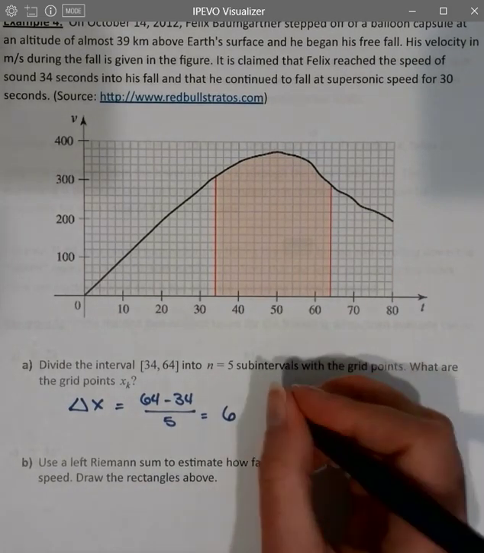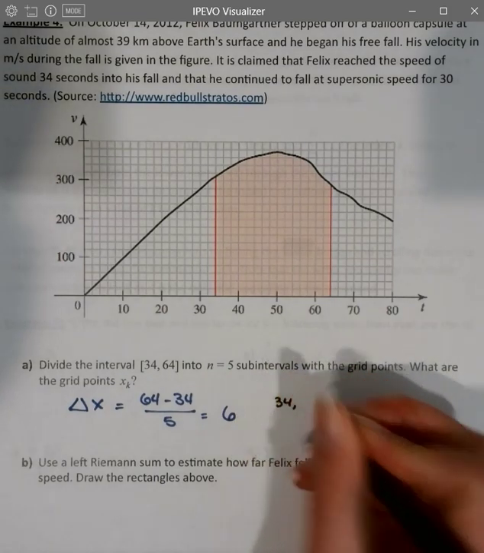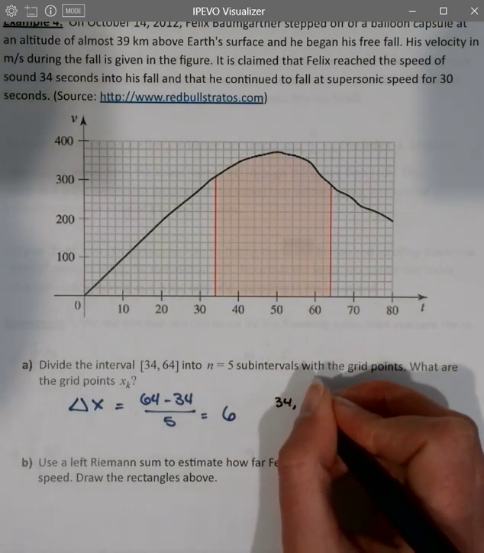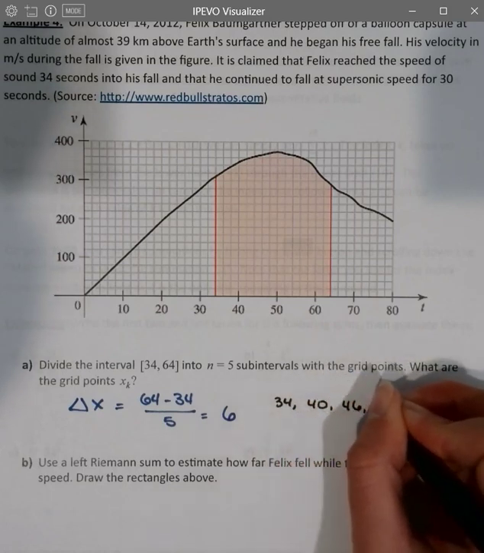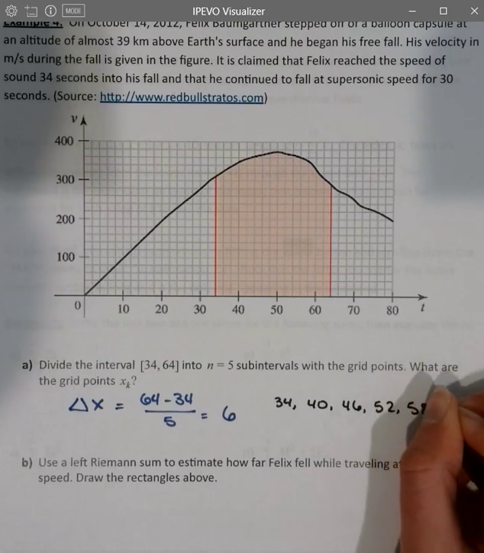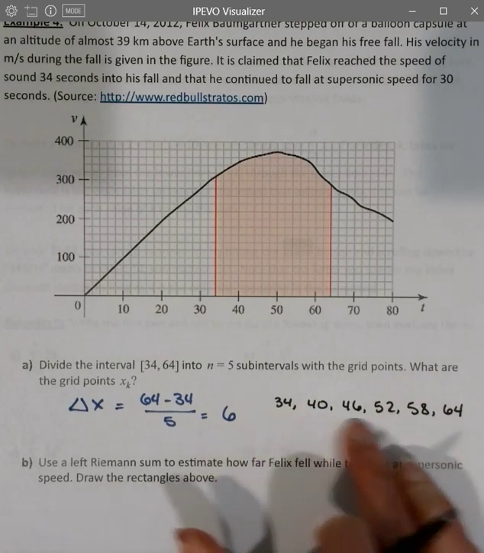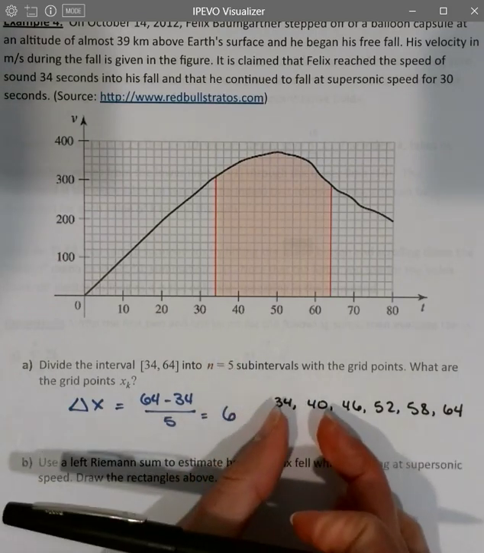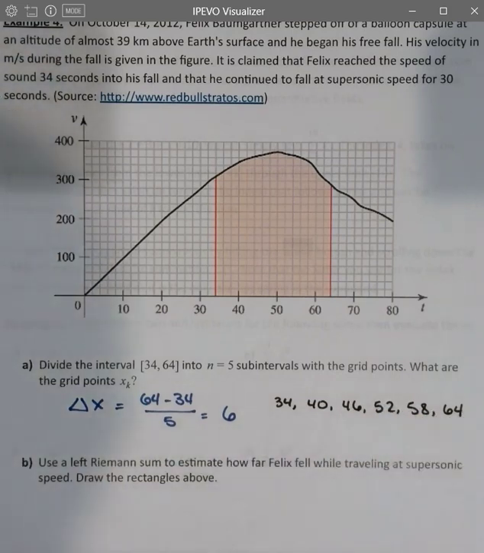So the first one is 34, the next one is add 6, 40, then 46, then 52, then 58, then 64. So there are 6 grid points, even though there are only 5 intervals, because the intervals are between them. 1, 2, 3, 4, 5 between them. Okay, so those are my grid points.